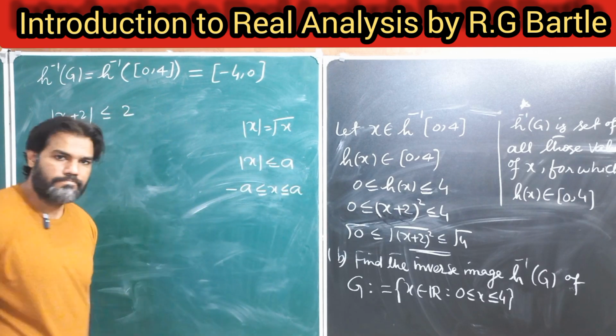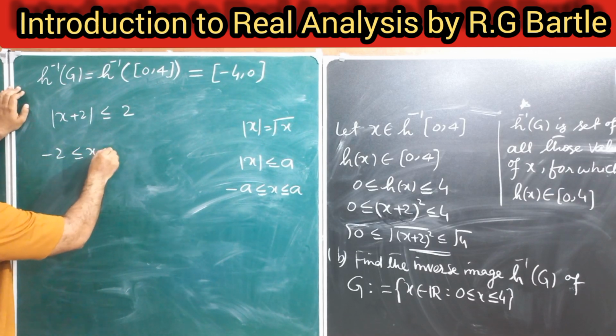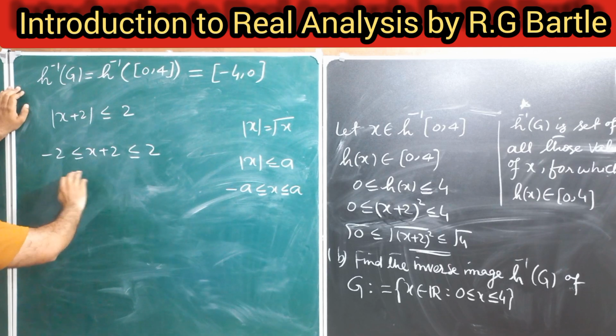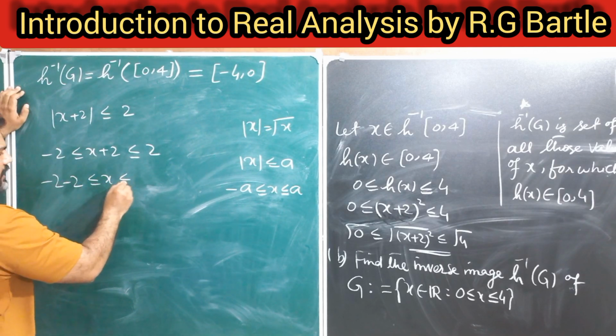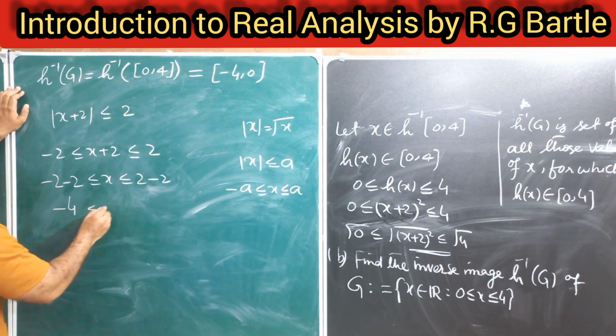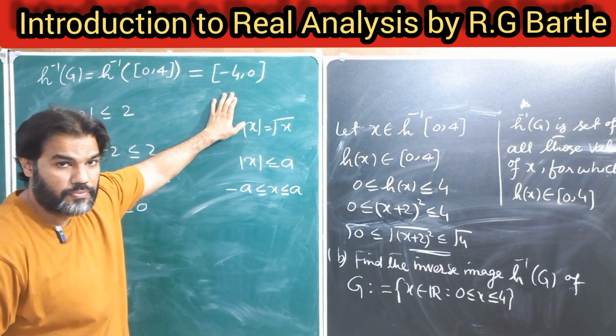So from this result we have minus 2 less than or equal to x plus 2 less than or equal to plus 2. Subtracting 2 from each part, we have minus 2 minus 2 less than or equal to x less than or equal to 2 minus 2. This is minus 4 to 0. This is same as the previous one.